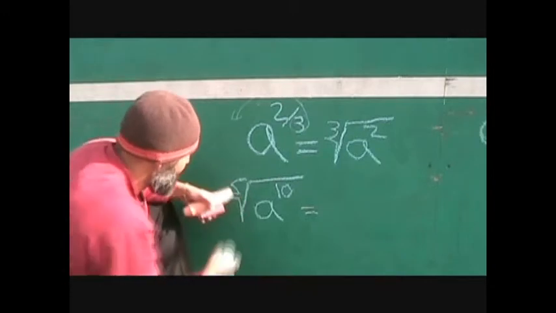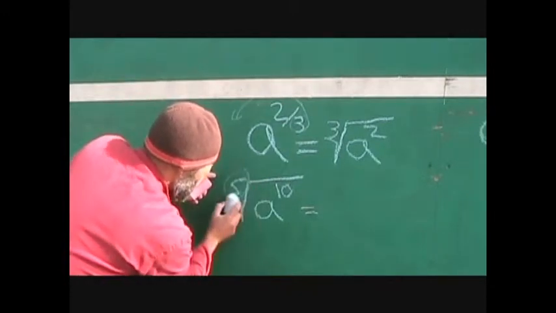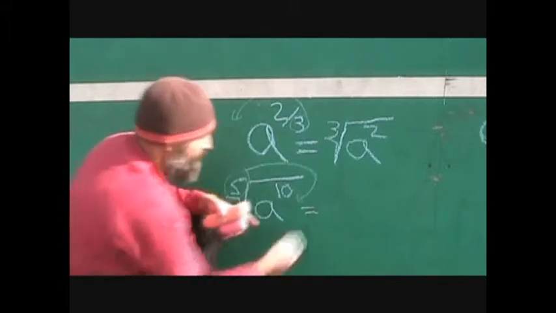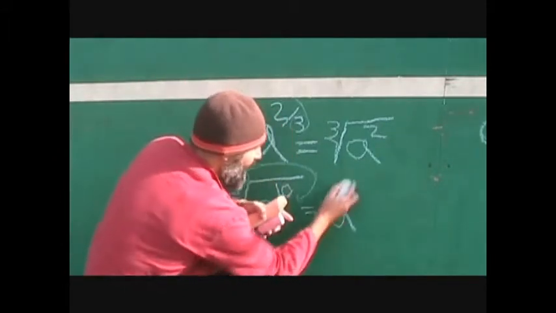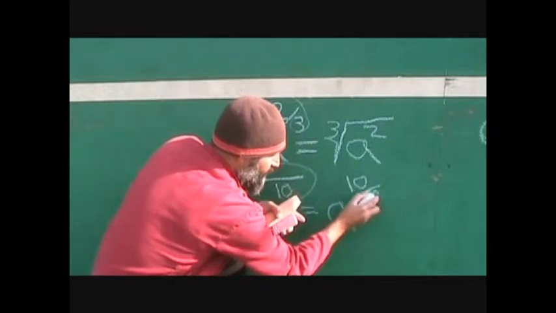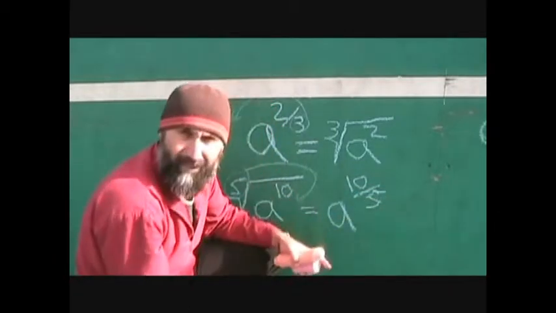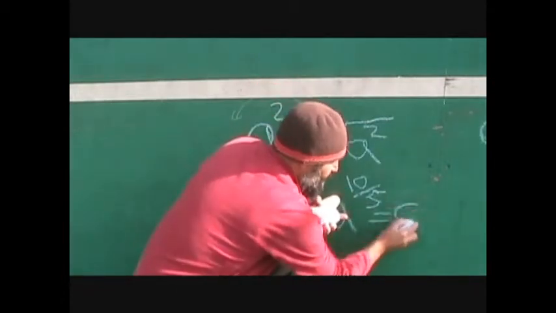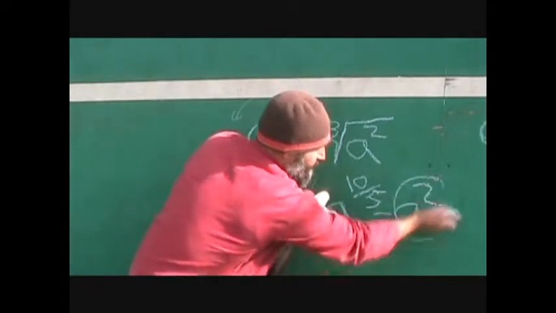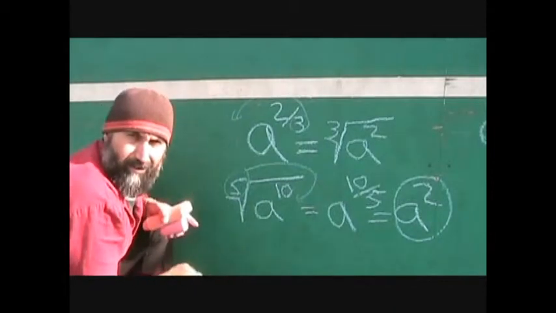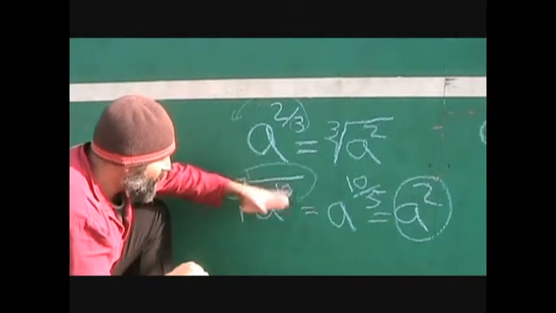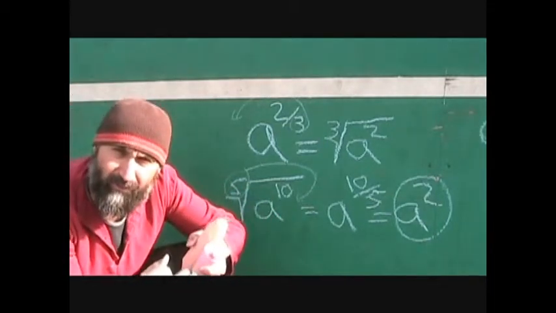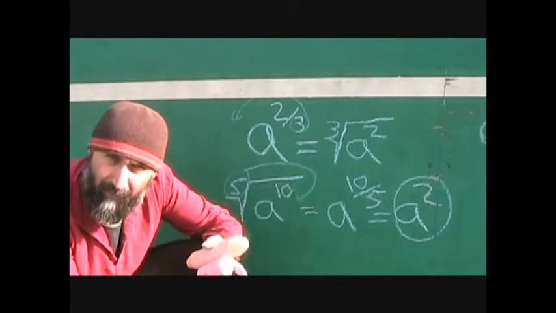Well, the way this works is, this number here goes in the denominator in the power. So this would be a to the power of 10 over 5. And 10 divided by 5 is just 2. So the answer to this would be a squared. Okay. So this rule, this property helps you to reduce, to evaluate things, simplify things.